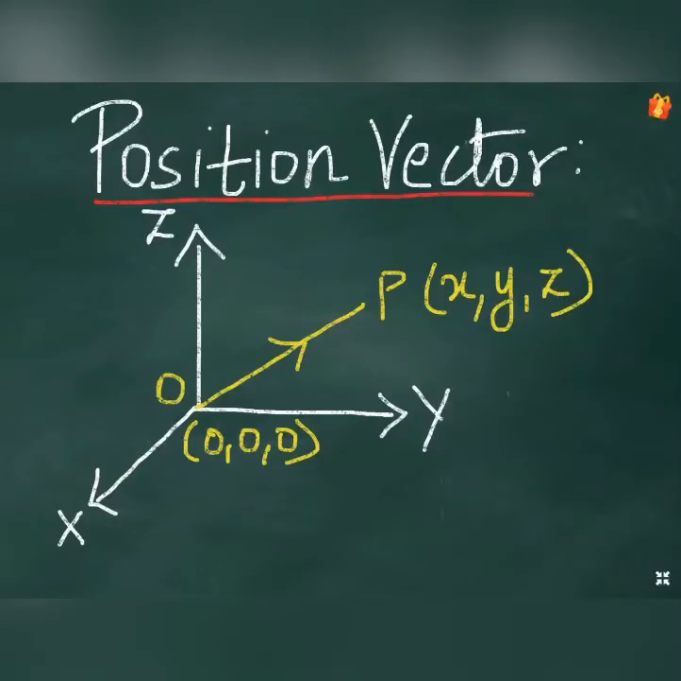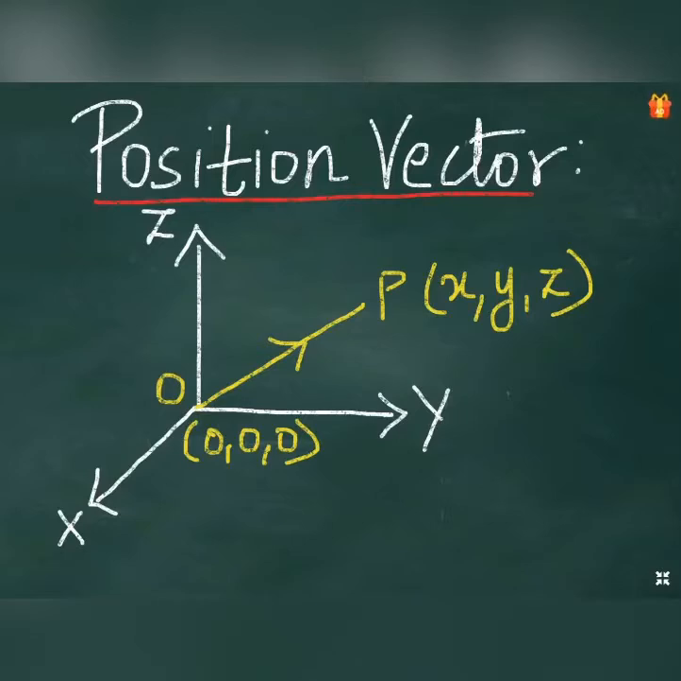Recall from class 11 that three-dimensional geometry has x-axis, y-axis and z-axis respectively. If we consider point P in space in relation to the origin such that vector OP forms the position vector.